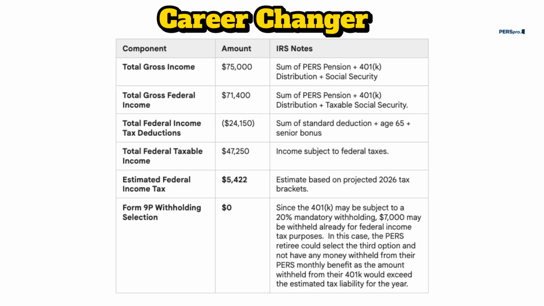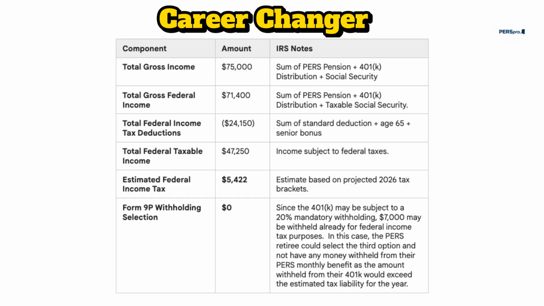However, look closely at the next line down. The total gross federal income drops slightly to $71,400 because we are assuming the IRS taxes only 85% of the Social Security income, which is the maximum percentage allowed. From there, this retiree, who files single, takes full advantage of $24,150 in total federal income tax deductions, which includes the standard deduction for single filers, plus the extra age 65 deduction, plus the senior bonus deduction, since their income is still below the $75,000 threshold before that deduction is phased out.